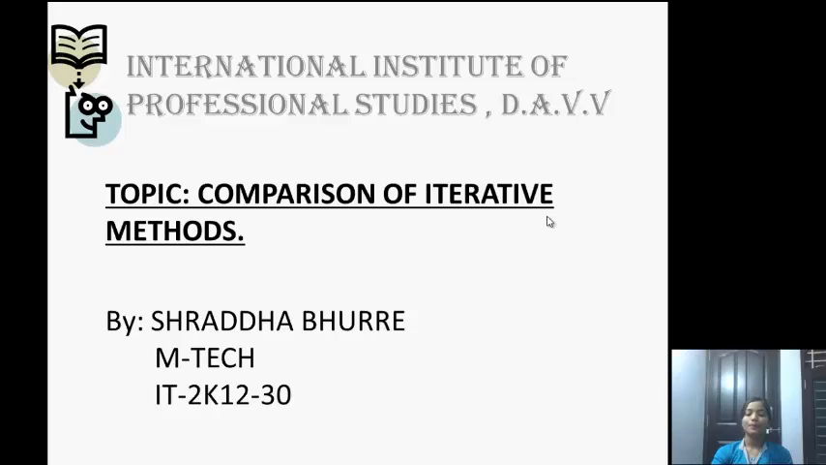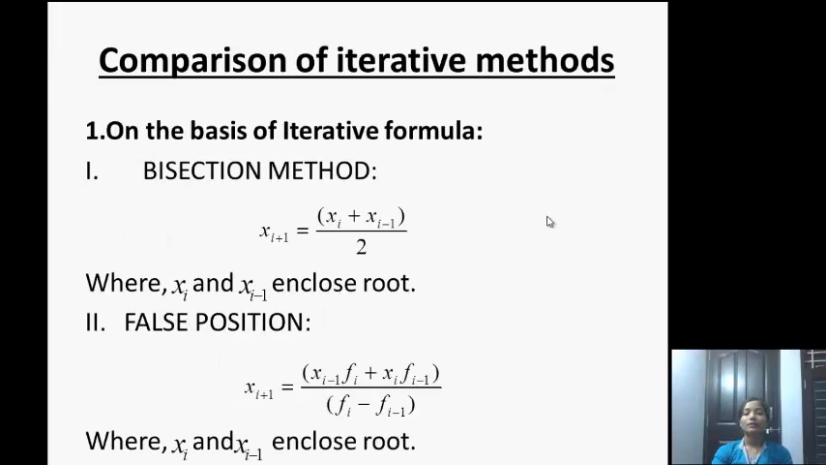Today we'll see a comparison of iterative methods in numerical analysis and design. We have many iterative methods like the bisection method, false position, Newton-Raphson, secant method, and successive approximation. All these methods are used to calculate the root of our curve. The root is the point where our curve bisects the x-axis. So for finding this root, we have these methods. We'll compare these methods first on the basis of the iterative formula.